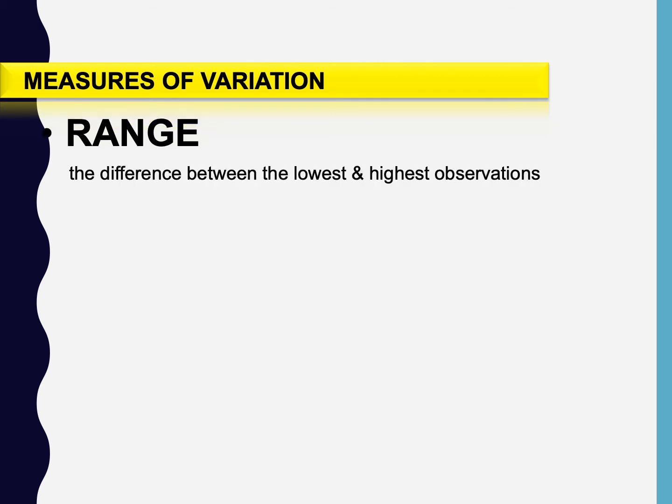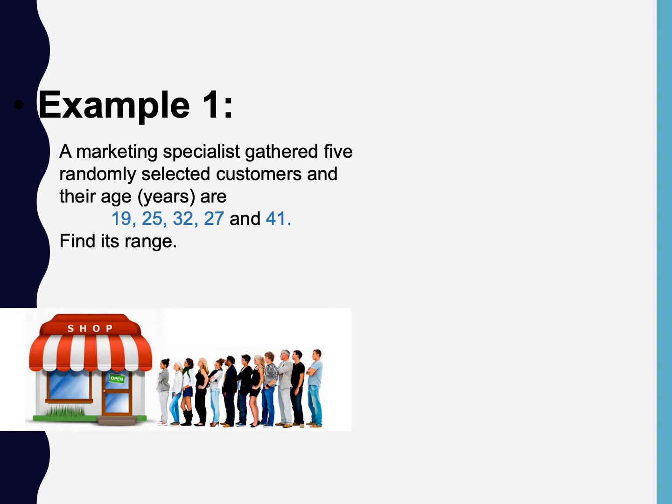So let's start with the range, which is just the difference between the lowest and the highest observation. So if we have the set of data of randomly selected customers and their age, what is the range of the data set? So you just need to get the lowest value and the highest value. So in this case, the range is just 41 minus 19. That is equivalent to 22.